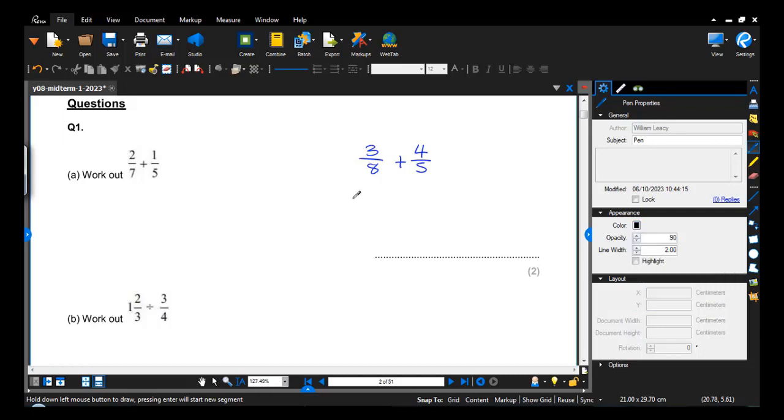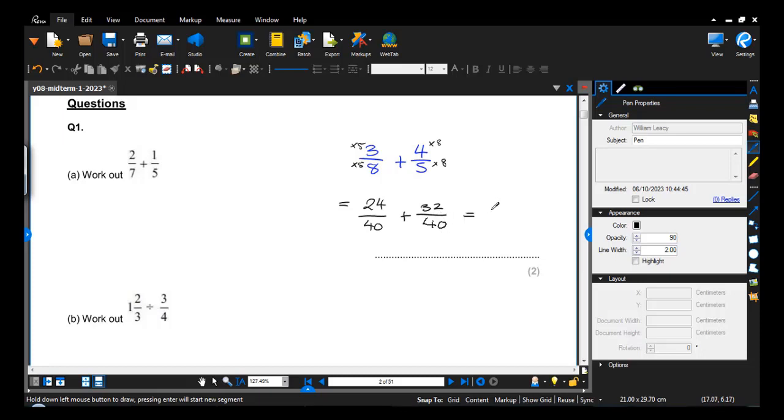So let's do that. We want the denominators to be the same. So I'm going to multiply this by 5 and this by 5, and then I'm going to use this denominator to multiply by this side. That times 8, that times 8. On the top we're going to get 24. 8 times 3 is 24. 8 times 5 is 40. Plus 8 times 4 is 32. Over 8 times 5 is 40.